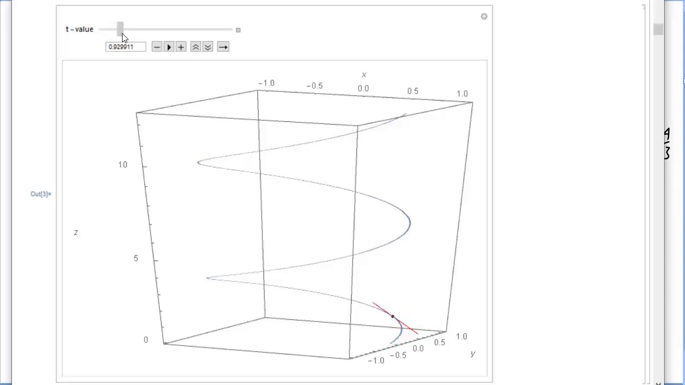Again, this is happening in 3 dimensions, but we're looking at it on a 2-dimensional screen, so you have to imagine what's going on here. At this point, I'm at an angle of 1.78 radians, and that marks that point. Again, you can see we've still got a tangent vector, and we can just trace this to any point on the graph.